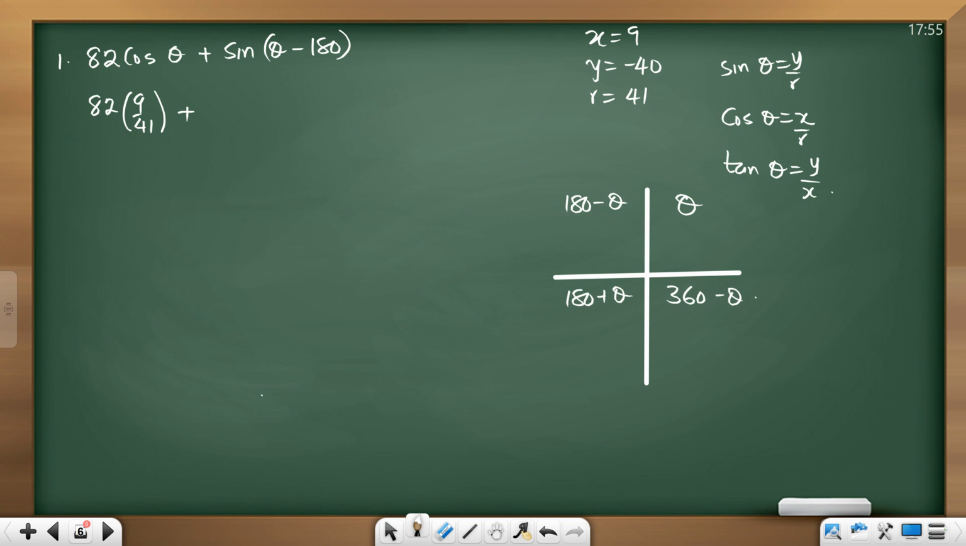So if I have theta minus 180, it doesn't look like what we know, right? Add 360 to it. If it doesn't look like what you know, add what? 360. So I have sine theta minus 180 plus 360. What is 360 minus 180? 180, right? Positive. So that is what? Theta plus 180. It looks like one of these now. Which quadrant? Third quadrant. And sine is what? Negative. We're done.